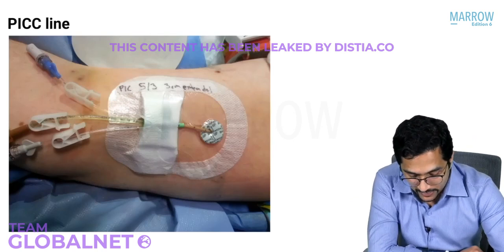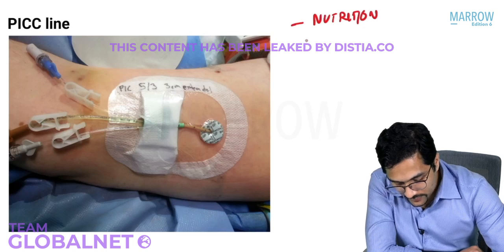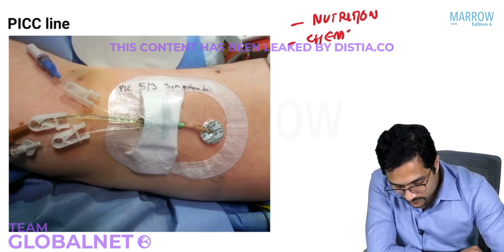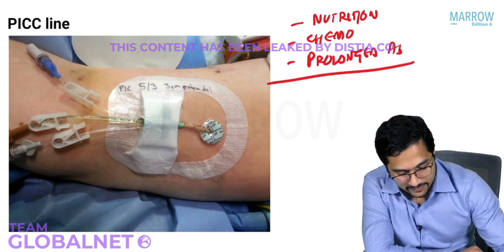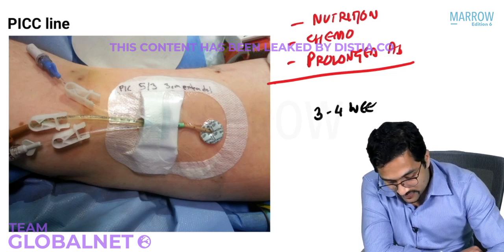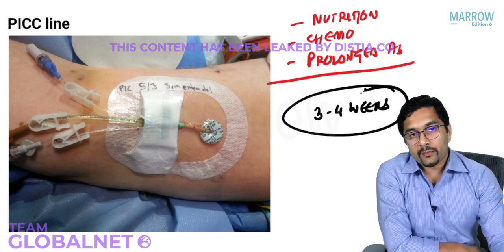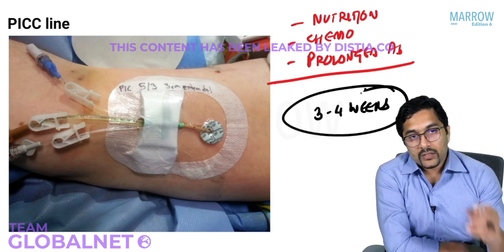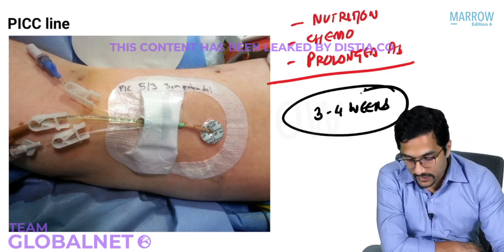PICC line. And PICC lines can be used for nutrition. They can be used for chemotherapy. They can be used for prolonged antibiotic therapy. And PICC lines can be kept in place for 3 to 4 weeks. Easily, if you maintain a PICC line, you can keep it for 3 to 4 weeks, sometimes longer as well. So these are the various routes through which total parenteral nutrition can be given.